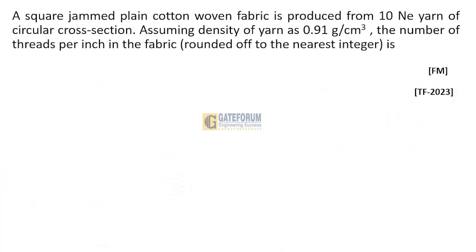And now the next question. It says that a square jammed plain cotton woven fabric is produced from 10 Ne yarn. It is an indirect count yarn of circular cross section, assuming the density of the yarn as 0.91 gram per centimeter cube, the number of threads per inch in the fabric rounded off to the nearest integer is. So for a square jammed fabric, first you will have to calculate the diameter of the yarn. Then using the diameter, the number of threads can easily be calculated, since in a square jammed fabric both the warp diameter as well as weft diameter is same.